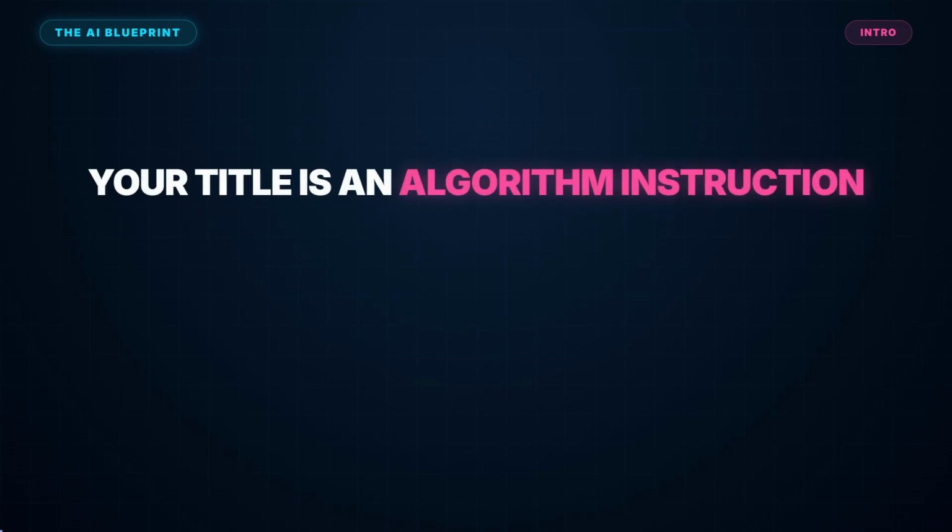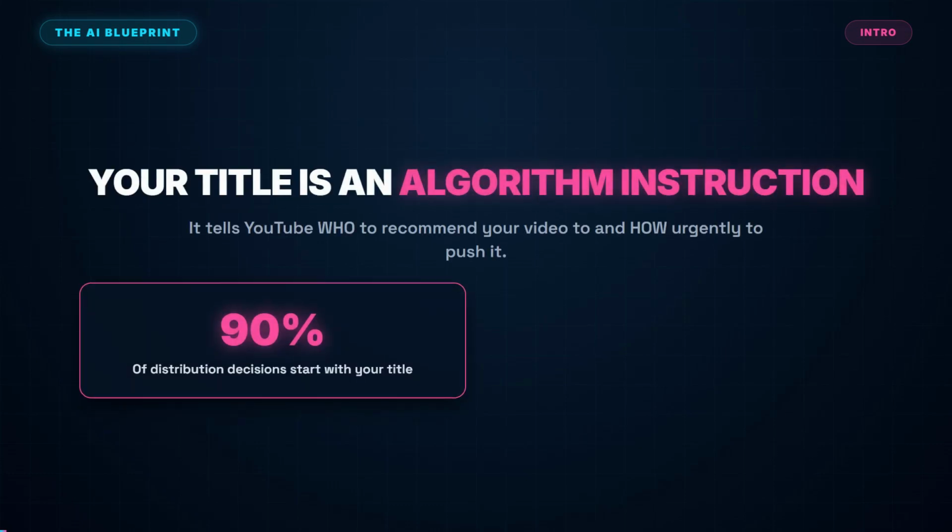Your title is the single most powerful algorithm trigger on YouTube. It is not just a label. It is a direct instruction to YouTube's recommendation engine, telling it exactly who should see your video, how urgently to push it, and what category to place it in.